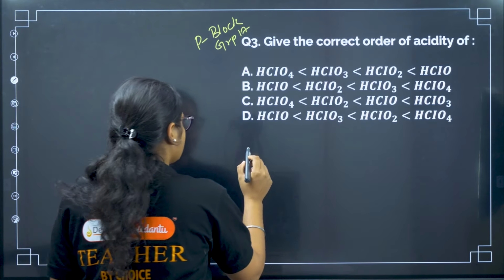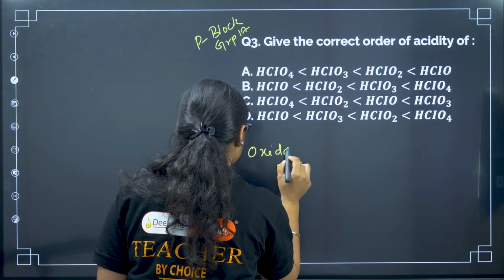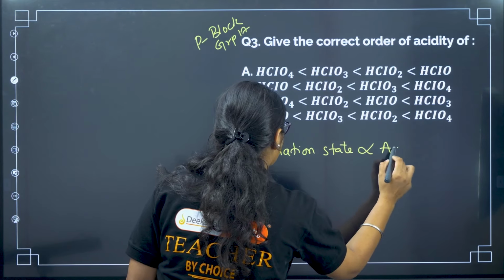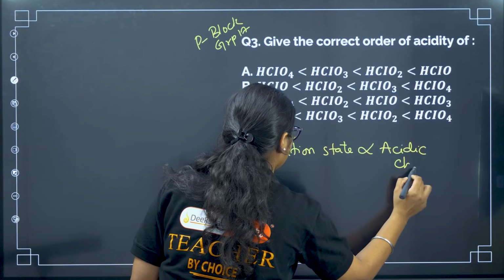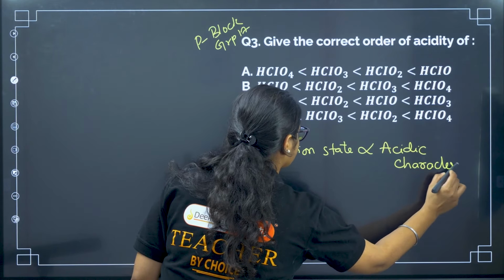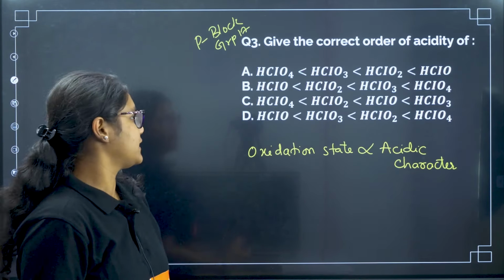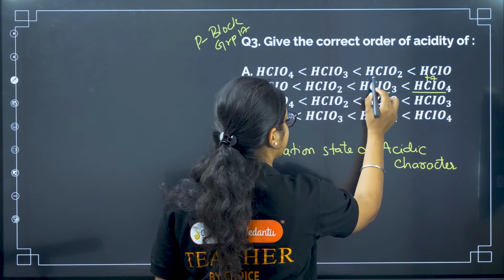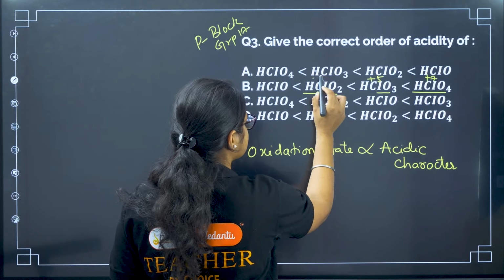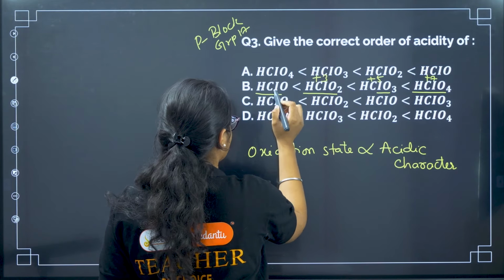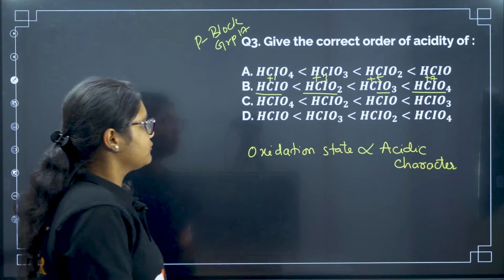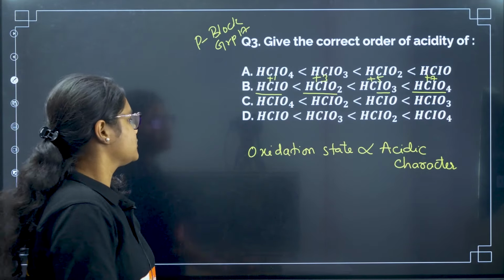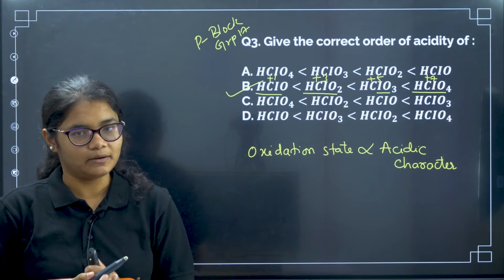So we know that oxidation state is directly proportional to acidic character. So please note down this point here. More is the oxidation state, more will be the acidic character. So if you see here, HClO4 has oxidation state of +7, HClO3 has +5, then HClO2 has +3, and this one is your +1, right? So as the oxidation number is increasing, the acidic character will also increase. So the correct answer for this question will be option number B.